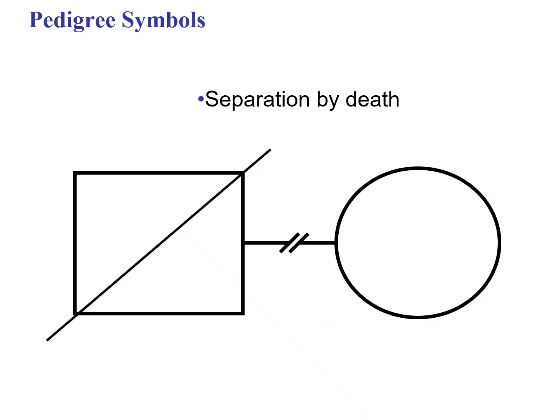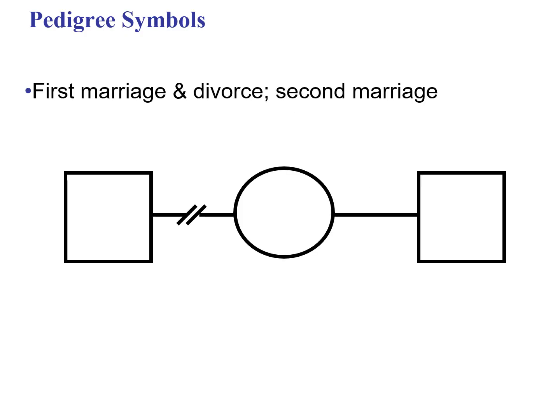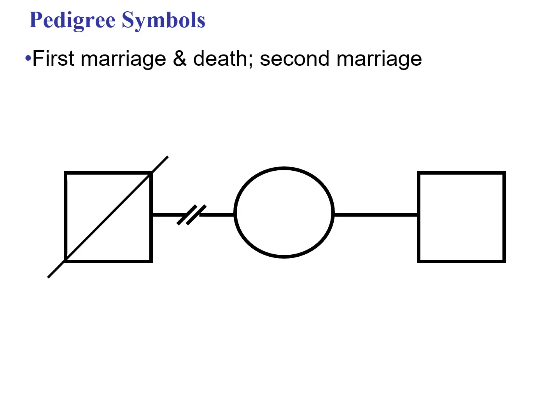A type of separation may be caused by the death of one of the partners, as shown here. Here's a symbol to show that an individual within a pedigree has separated from one partner and married another. Here is another symbol showing one spouse has died and the other individual has remarried.